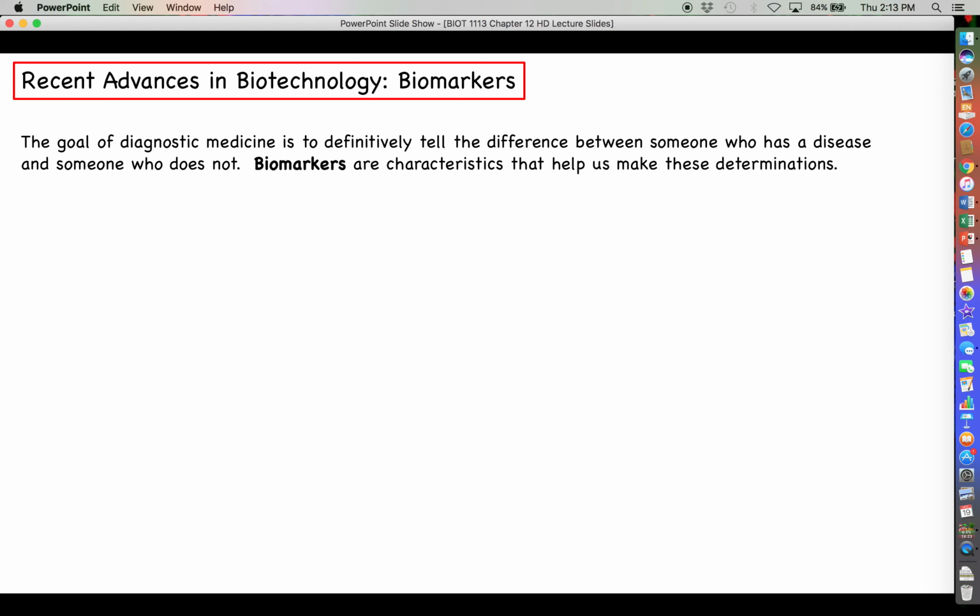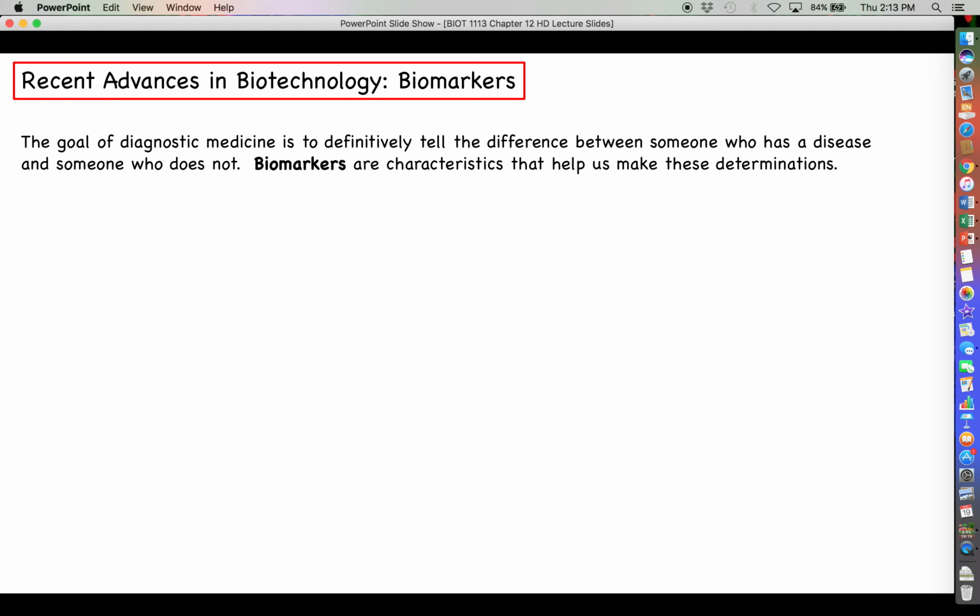So ultimately, the goal of diagnostic medicine is to definitively tell the difference between someone who has a disease and someone who does not. Now, this is pretty obvious to us because we have a very good and very unique example in the past year, the COVID test, right? So when the COVID virus, the SARS-CoV-2 coronavirus, made its way over here to America back in March, we early on didn't have a really good way of telling who has the virus and who doesn't, right? Not until we developed a diagnostic test.